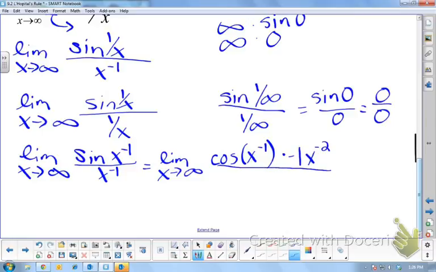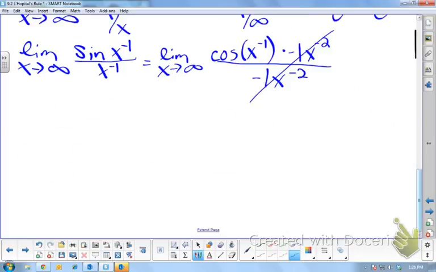Remember, to the negative 2. So now what else do I still have to do to finish L'Hopital's rule? Take the derivative of the bottom. What's going to happen when we take the derivative of the bottom? What do we get? Same thing, which is nice because what happens? It cancels out. That makes our life a lot easier.